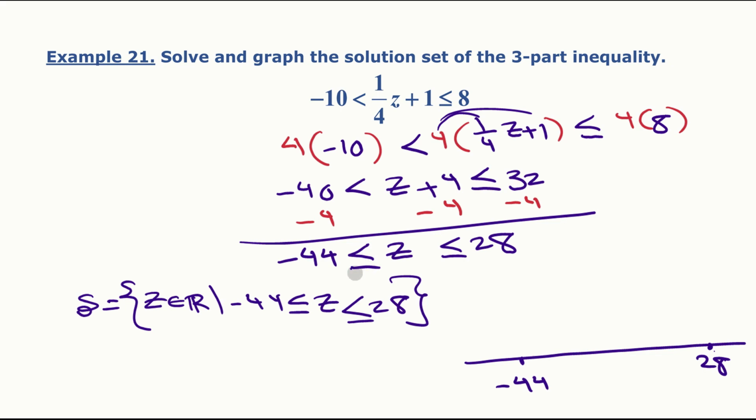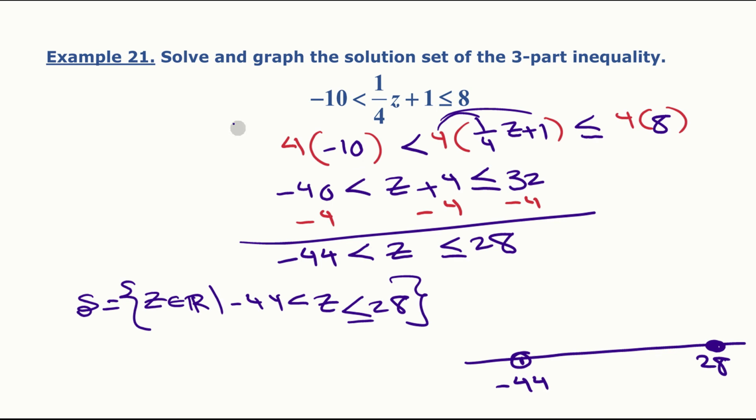Okay, we need to make a correction. That's not less than or equal to. Somehow I picked up an or equal to somewhere. No, it's less than. So open circle at negative 44, closed circle at 28. So be careful. When I went from this step to this step, I accidentally added or equal to. It wasn't there. That doesn't suddenly change to less than or equal to.